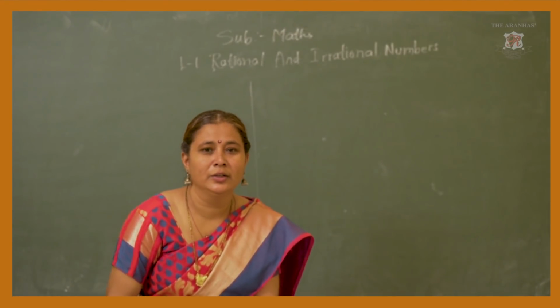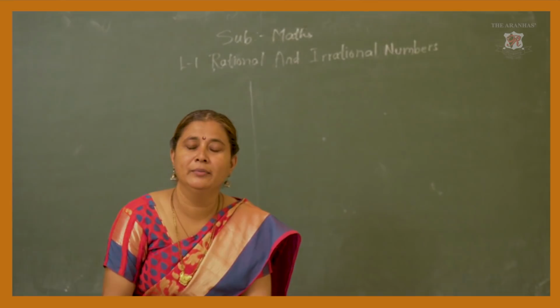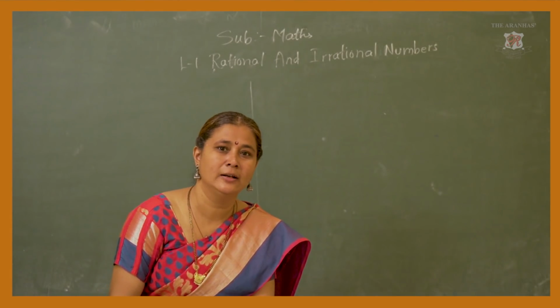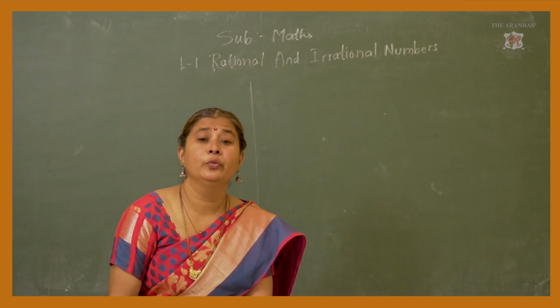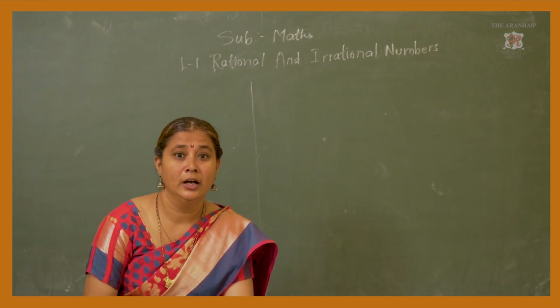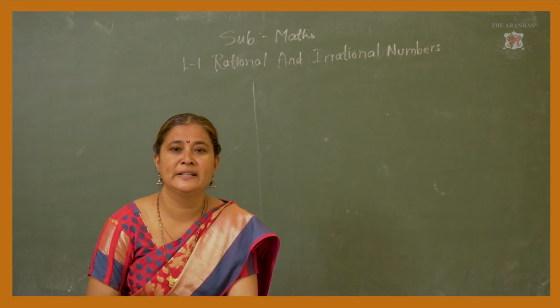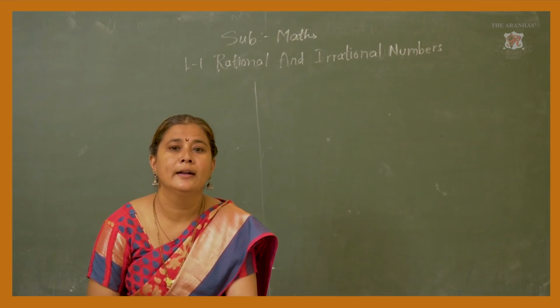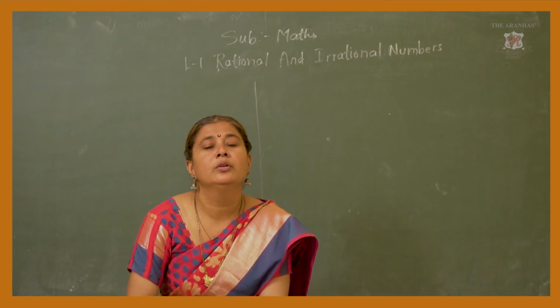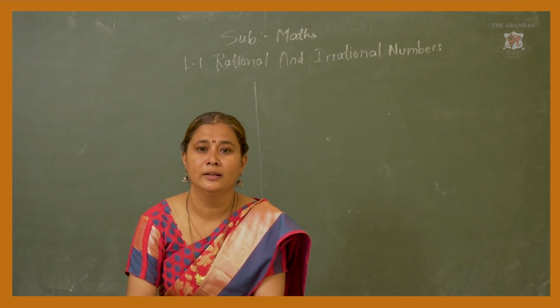In the earlier period, we learned about the rational number, how we have to represent a rational number on the number line, how we have to compare two rational numbers, and how we have to represent the decimal form of the rational number. Okay. Now, today we have to learn about irrational numbers.